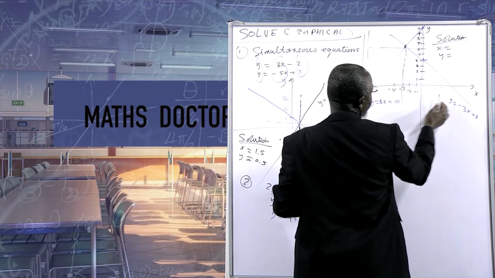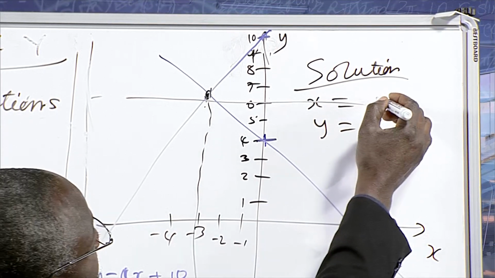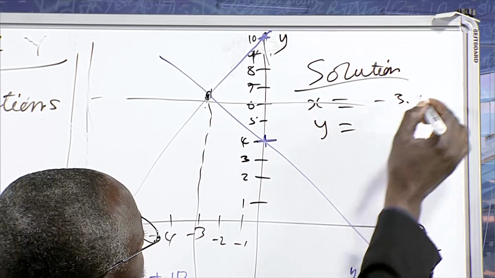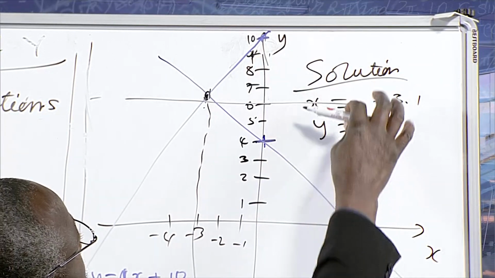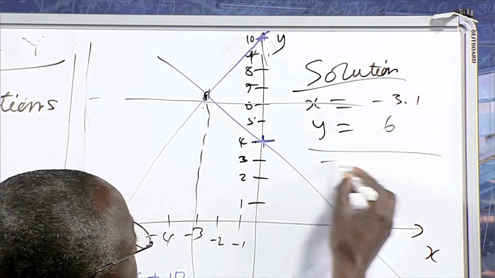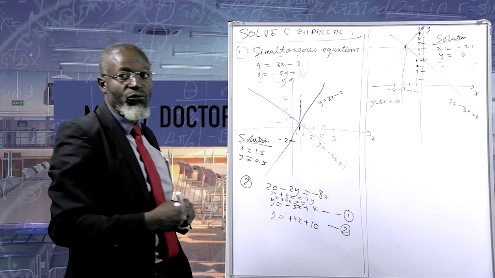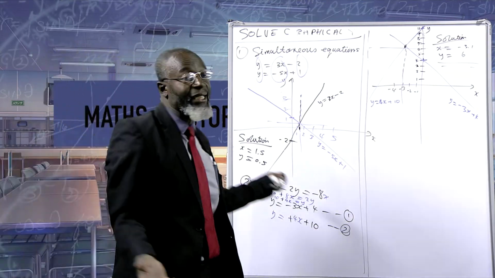So my x is here, so it means minus 1, minus 2, minus 3.1. So x is minus 3.1. And my y-axis, it is cutting somewhere here where there is 6. So y is equal to 6. So these are the solutions to the equations. So that's how we solve equations when we are using graphs.